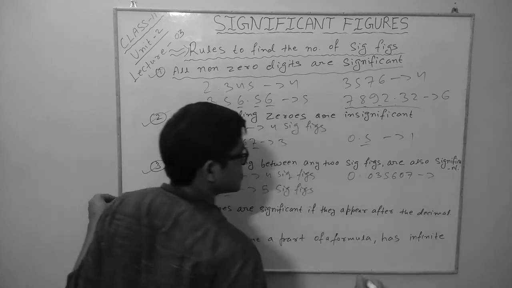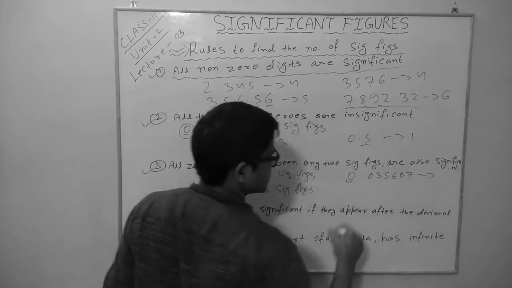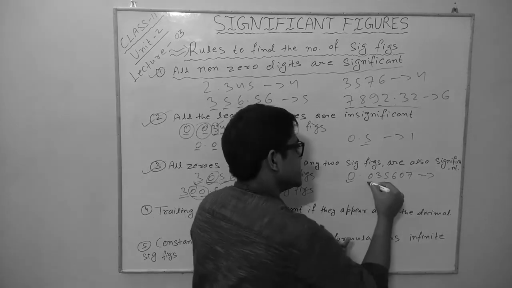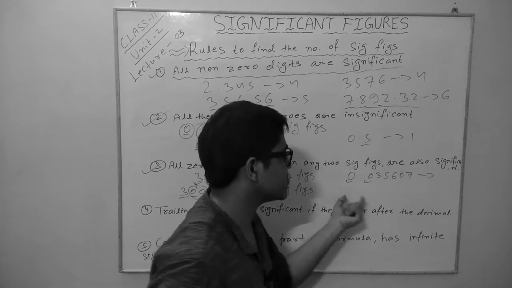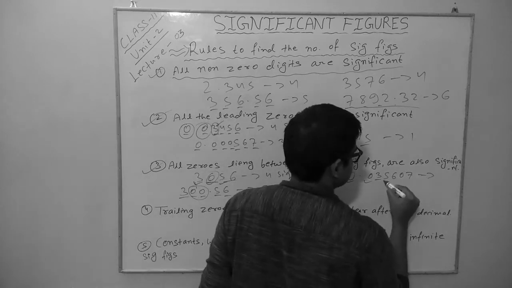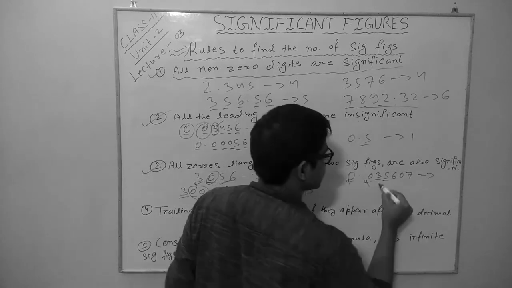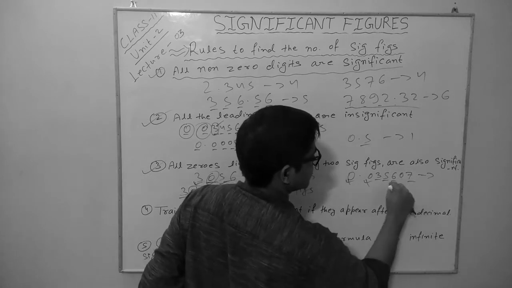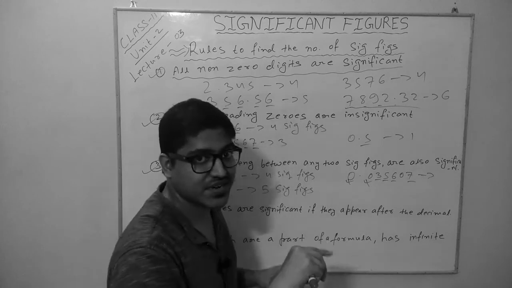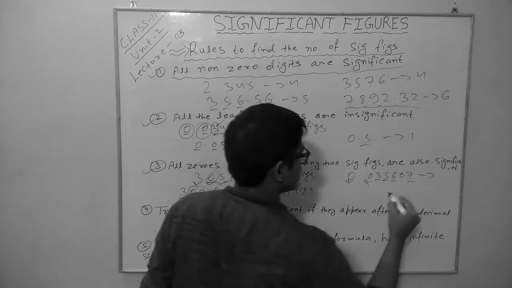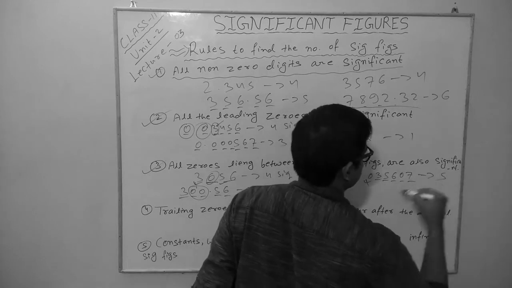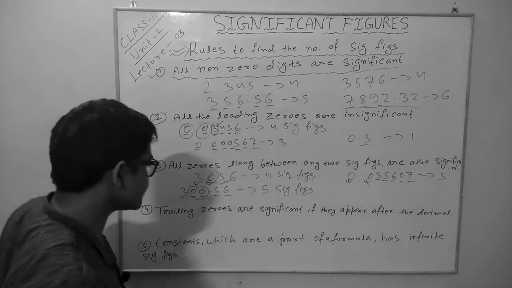0.03567. In this case, is this 0 significant? No, it is a leading 0 coming before the first non-zero digit. These two zeros are leading zeros, so they are not significant. Now, this is significant, these two are not significant, this is significant, this is significant, this is significant. And this 0 is lying between significant figures, so this 0 is also significant. So in this case, the number of significant figures is 5.